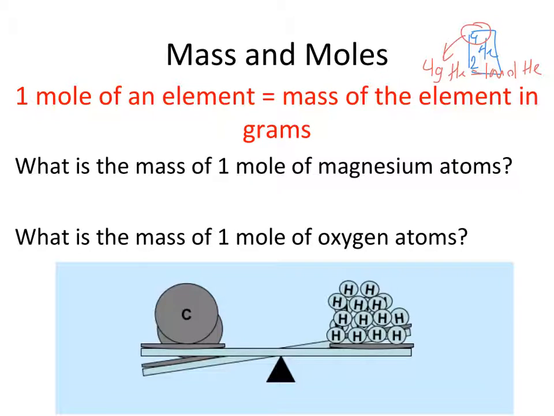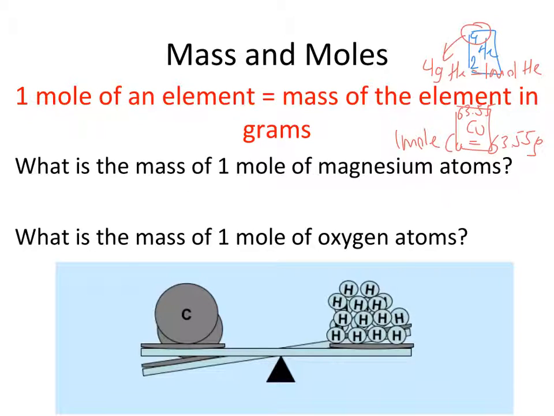So for 4 grams of helium, that would equal 1 mole of helium atoms. Okay, same thing if we look at copper. Okay, copper, Cu, has a mass of 63.55. Okay, and in that case, 1 mole of Cu atoms would equal 63.55 grams.